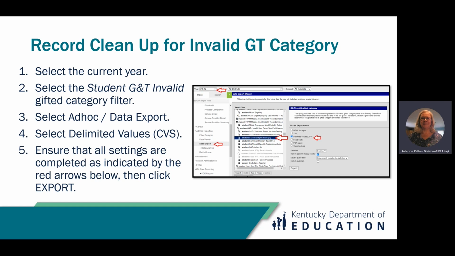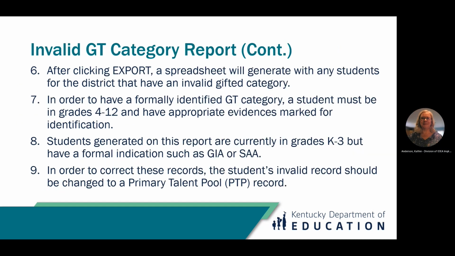Ensure that all the settings are complete as indicated by the red arrows, then click Export. After clicking Export, a spreadsheet will generate with any students for the district that have an invalid gifted category. In order to have a formally identified GT category, a student must be in grades 4 through 12 and have appropriate evidence marked for the identification. Students generated on this report are currently in grades K through 3, but somehow have received a formal identification, such as GIA or SAA. In order to correct these records, the student's invalid record should be changed to PTP.